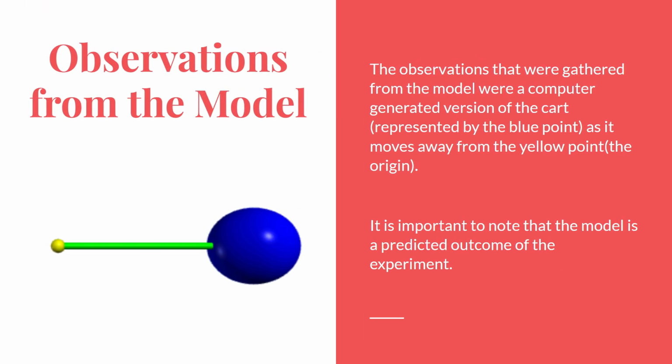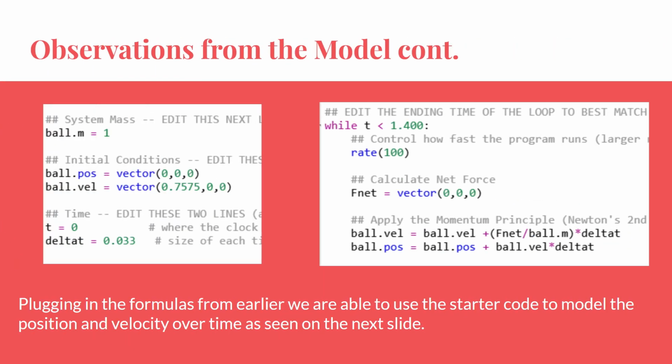Observations from the model. The observations that were gathered from the model were from a computer-generated version of the cart represented by the blue point as it moves away from the yellow point, the origin. Now, it is important to note that the model is a predicted outcome of the experiment and not the actual experiment. Now, plugging in the formulas from earlier, we were able to use the starter code as seen above to model the position and velocity over time as seen on the next slide.